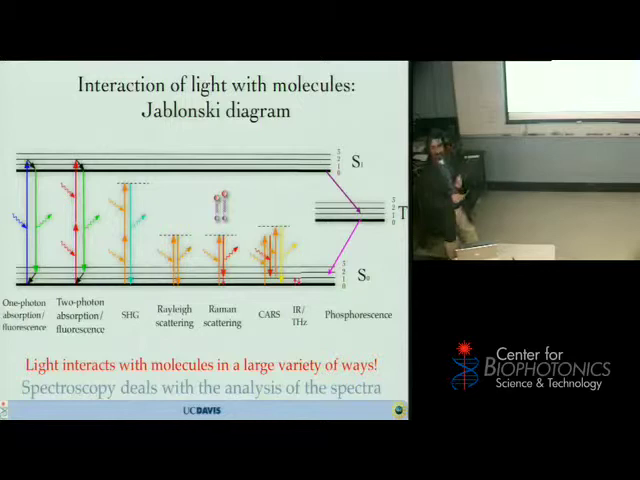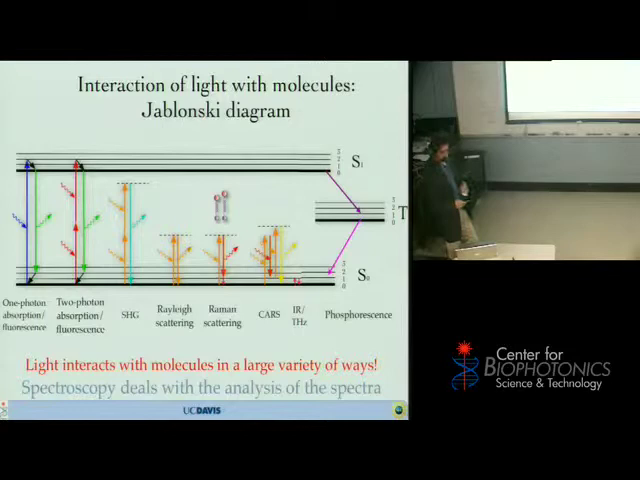Please observe here that the energy of the emitted photon is usually smaller than the energy of the input photon. This is due to the relaxation processes. There is a Stokes shift here; the difference in energy is called the Stokes shift. And then you have Rayleigh scattering, which I'm going to go into in more detail, Raman scattering, and other sorts of interaction of light with molecules.